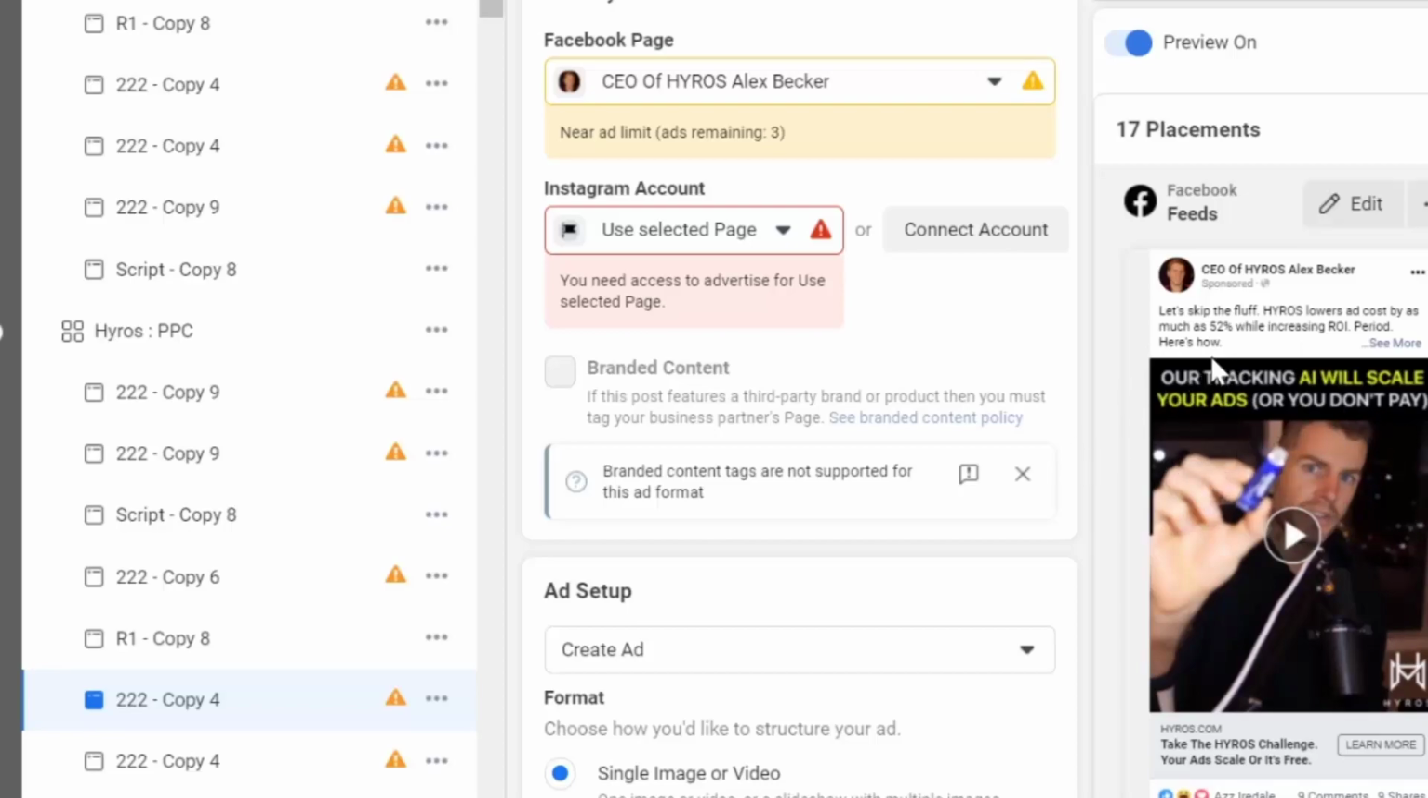Okay. So what I like to do is, you don't ever want your headlines to be suggestive or broad if you're going to do them in your images. What you want to have is a headline that creates a question or a challenge. Okay? Our tracking AI will scale your ads or you don't pay.